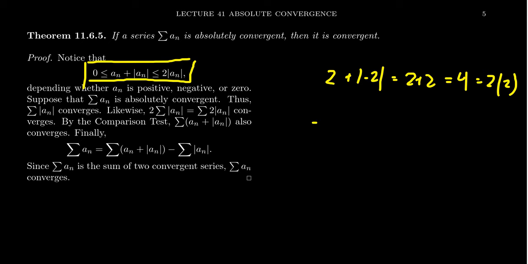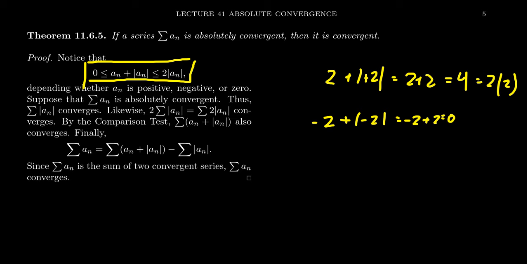The other option is if your number started off as negative, when you add to it its absolute value, you get, negative 2 plus its absolute value, which is 2, so you're going to get negative 2 plus 2, which is 0, right? So the basic idea here is if you add a number to its absolute value, you'll either double its value because it was positive, or you'll get 0 because it was negative. And so that gives us some inequalities to play around with. This is going to be helpful for a forthcoming comparison test, all right?